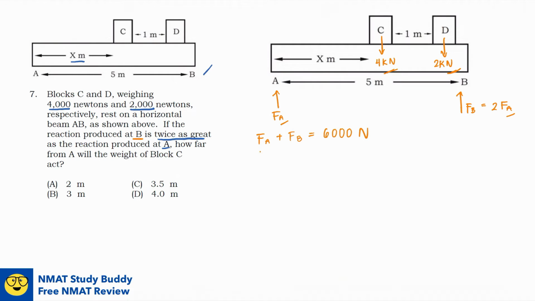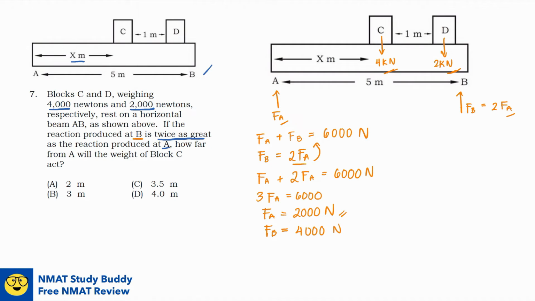And then, meron pa tayong equation na force reaction at B is equal to 2 times ng force reaction at A. So, isa-substitute na natin tong value na to dito sa equation. So, force reaction at A plus 2 times force reaction at A is equal to 6,000 newtons. So, 3F sub A is equal to 6,000. So, yung force reaction at A is equal to 2,000 newtons. And then, alam natin na yung force reaction at B is twice nitong 2,000, bale 4,000 newtons. So, ganun lang yon.